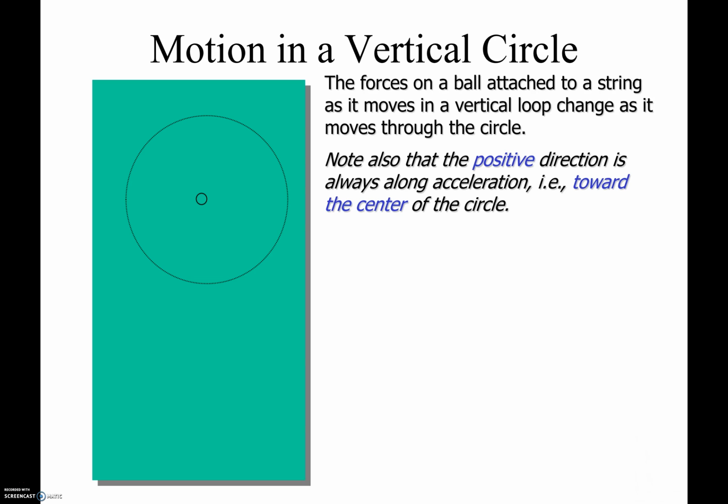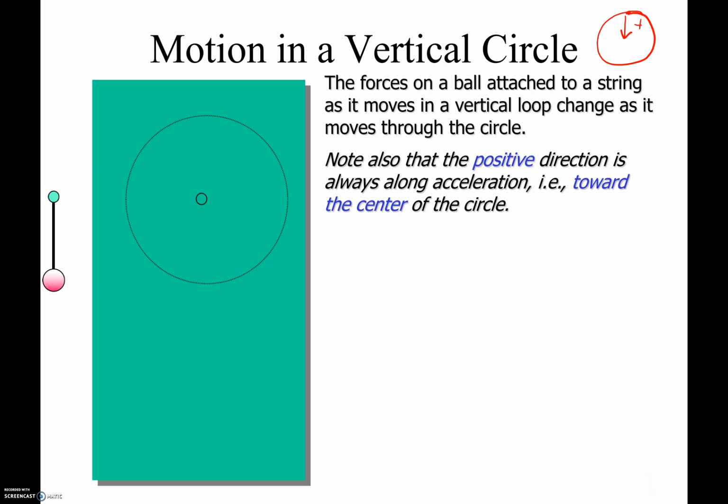Now, there's one thing that's really important about vertical circles. Normally we think of down as negative, but when we deal with circles, the force and the acceleration that are towards the center of the circle are always going to be positive. So anytime we're working in a circle, anything that points towards the center of the circle is going to be positive. So if I'm up here and a force is pointing down, that's actually positive. And you'll see when we write our equations.